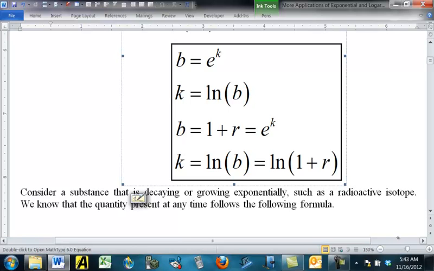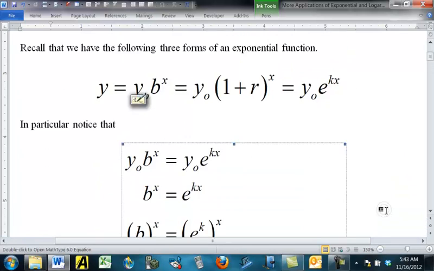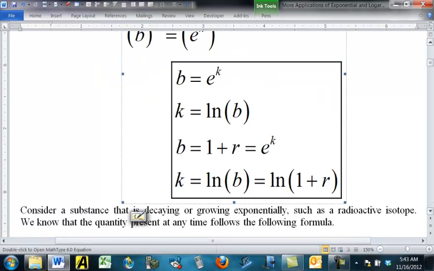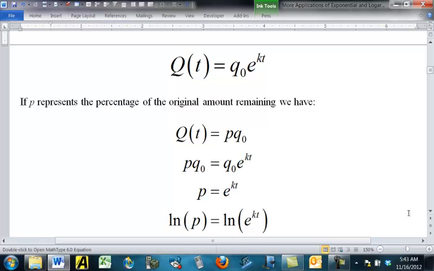So let's consider a substance that's decaying or growing exponentially, such as a radioisotope decaying, or it could be anything here. So the quantity present at any time is going to follow this formula. I changed the letters now to Q for quantity for the y, so then it's Q sub 0 instead of y sub 0, and t for the x because it's time here. So if P is the percentage of the original amount remaining, you take that percentage times the original quantity, and that's how much quantity you have. For example, if half is remaining, P would be 0.5. You take 0.5 times the original quantity, and that tells you how much quantity is remaining.